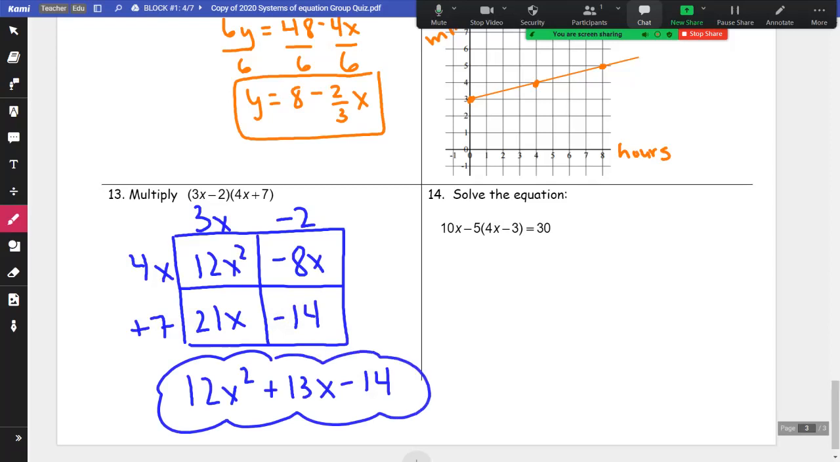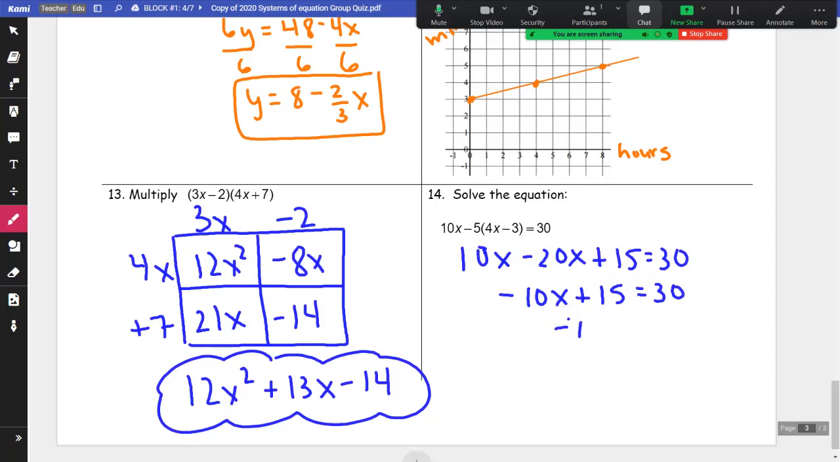On the last problem here, I'm going to distribute my 5, and so I'm going to get a negative 20x. Now, we got to be careful. Negative 5 times -3 is a positive 15. So I get a negative 10x when I do that math, plus 15 equals 30. I minus 15 from both sides, and I get negative 10x is equal to 15.